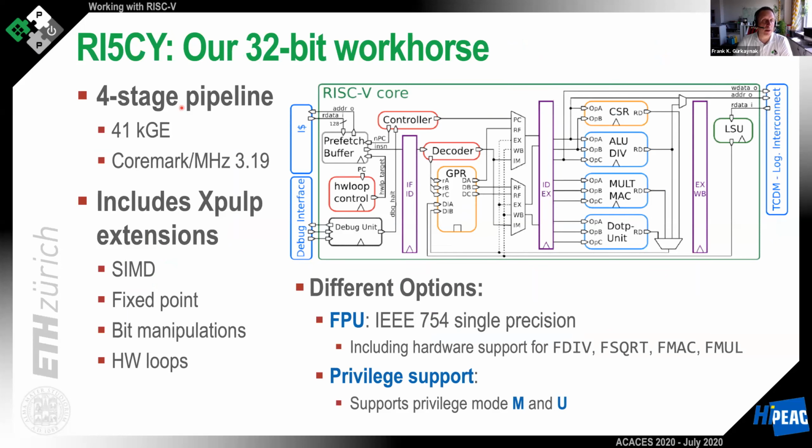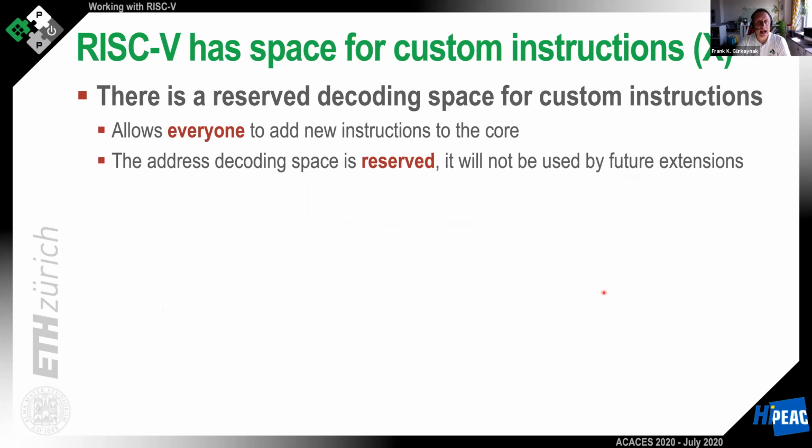So it is a 4-stage pipeline. It's about twice as large, it is faster, and it includes all our extensions. To that, you can also add different options. For example, optionally, you can add a floating point unit, you can add privilege support and other things. And you see that the execution stage, depending on the type of operations you have, has ALU, MAC units, dot product units, or whatever extensions you have added to it.